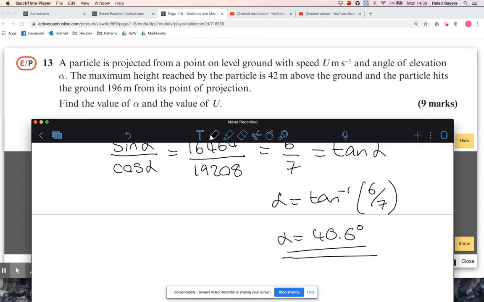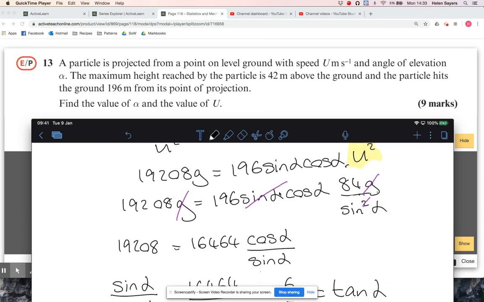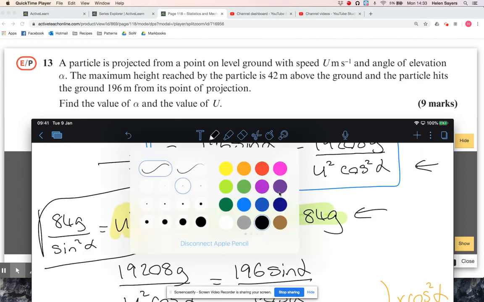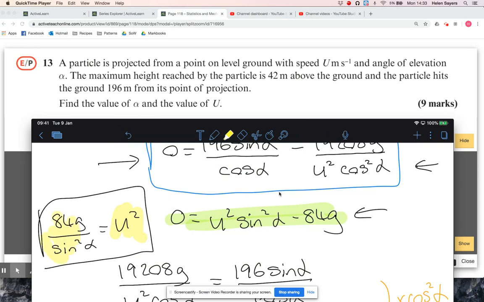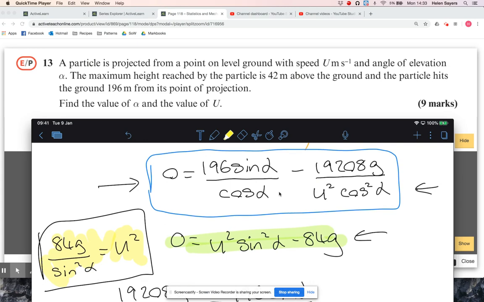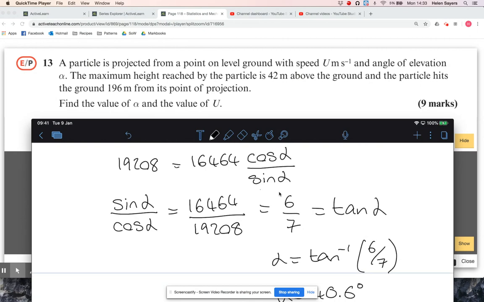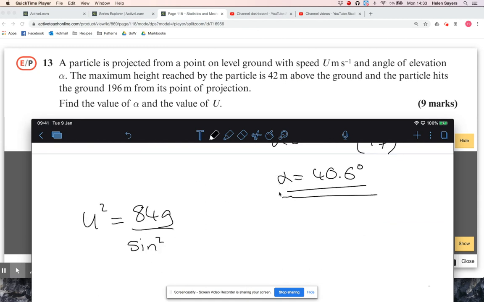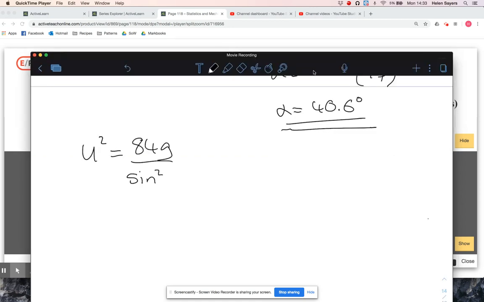To find u, I want to scan through and find the simplest equation that involves u. Well, I've got u squared as the subject here. I have got other equations with u, but I think that's probably going to be the nicest one to use. I've already forgotten what it said. U squared is 84g over sine squared alpha. In fact, let's move the whole thing up. 84g over sine squared alpha.